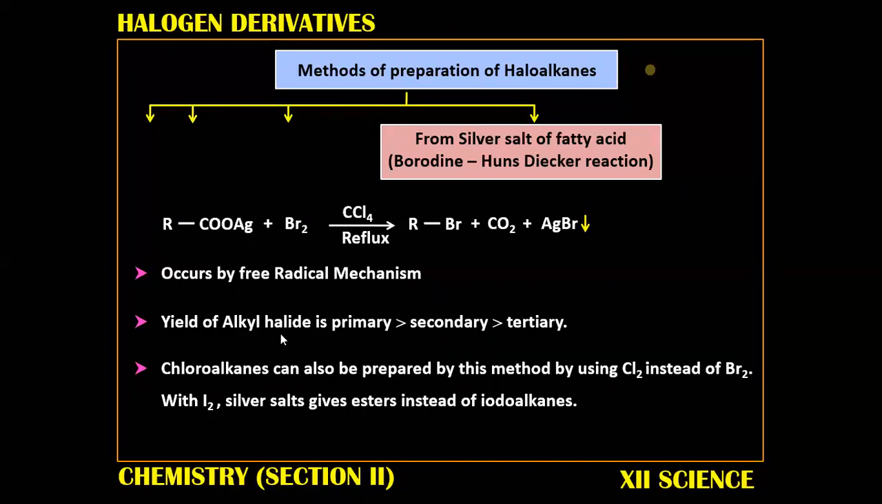And copy down this note. This reaction occurs by free radical. Yield of primary alkyl halide is better than secondary and tertiary. We don't get secondary and tertiary alkyl halides in good yield. Instead of bromine, we can use chlorine also, but iodine cannot be used. If you use iodine, we get esters instead of iodoalkane. So remember all 3 points. Then we'll do one example also.